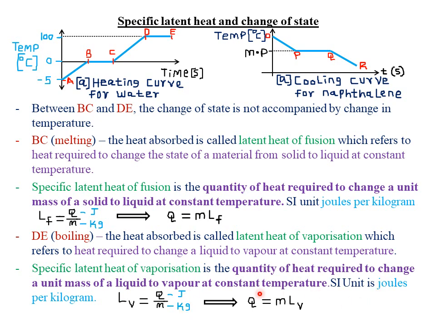So joules per kilogram, those are the SI unit for specific latent heat of vaporization. We can also make Q subject of the formula, so that the quantity of heat that is absorbed for a liquid to change to gaseous state will be given by mass of the liquid that was changed from liquid state to gaseous state, multiplied by specific latent heat of vaporization.